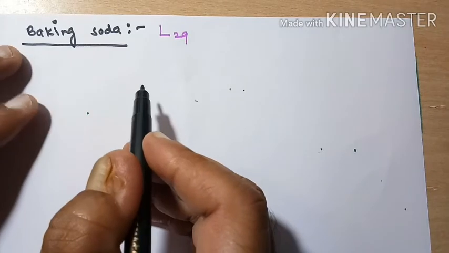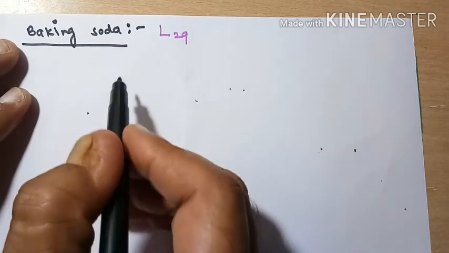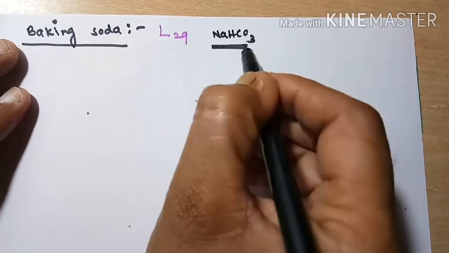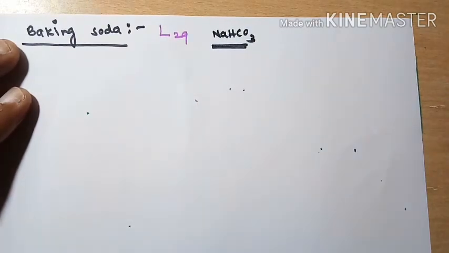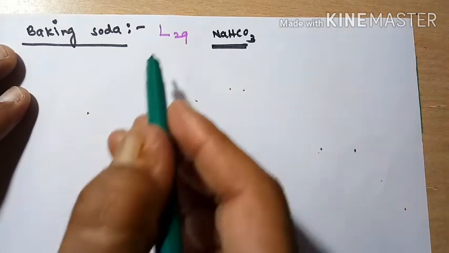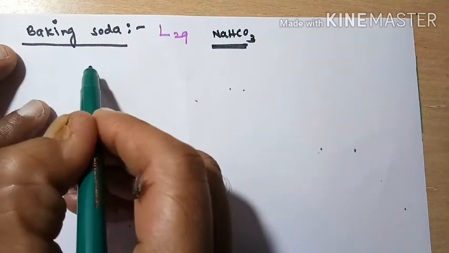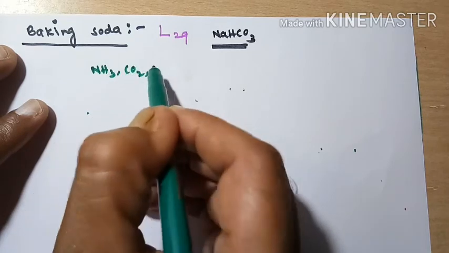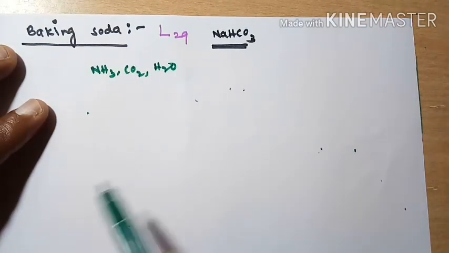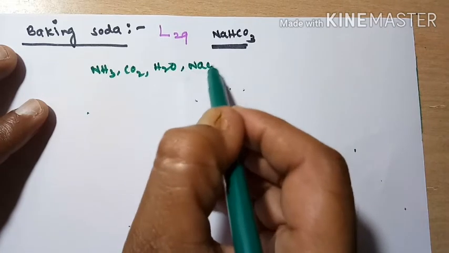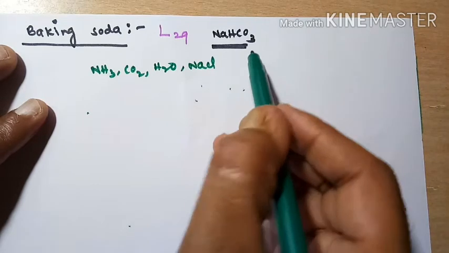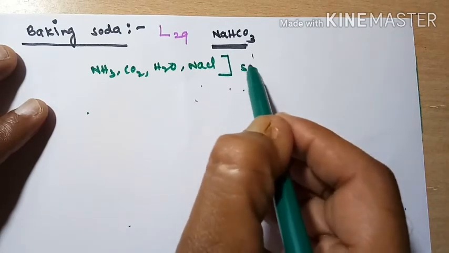What is the formula of baking soda? The formula of baking soda is NaHCO3, sodium bicarbonate, or it may also be called sodium hydrogen carbonate. It is prepared using ammonia, carbon dioxide and water vapor, as well as aqueous sodium chloride. These are the raw materials to prepare baking soda, by the Solvay method.